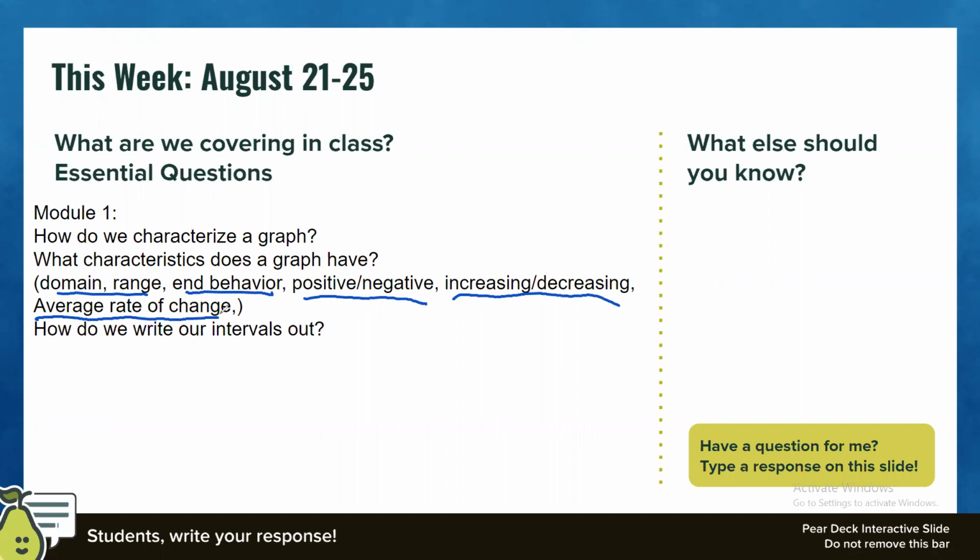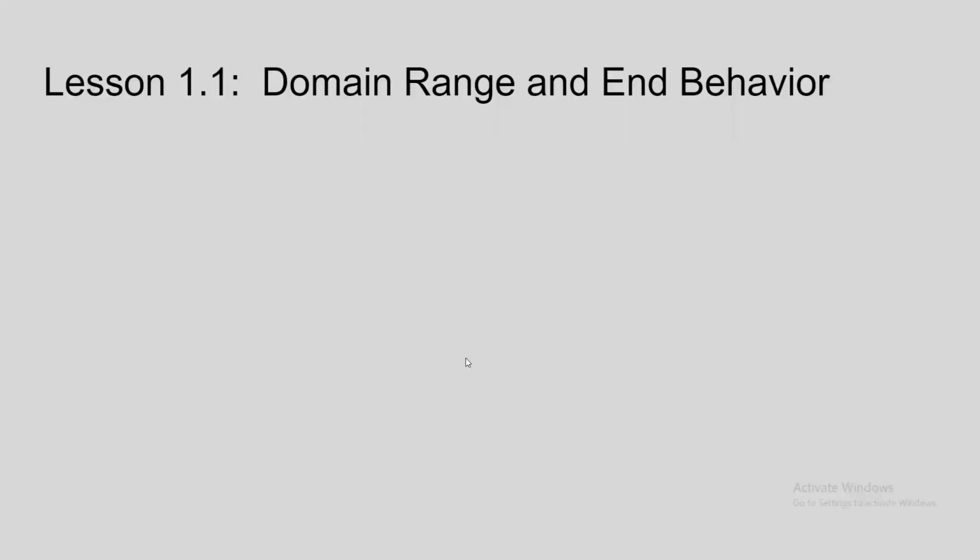If I ask you, where is the graph positive? How do we actually write it out? What are we talking about? And so on and so forth. So here we go. Lesson 1.1 is on domain, range, and behavior. Okay, just those three things for now. This is how we characterize our graphs at first.